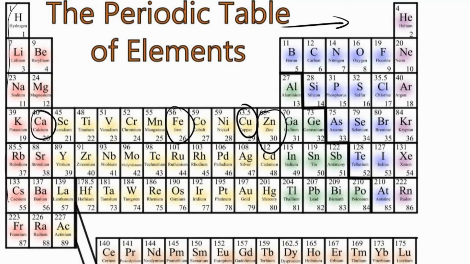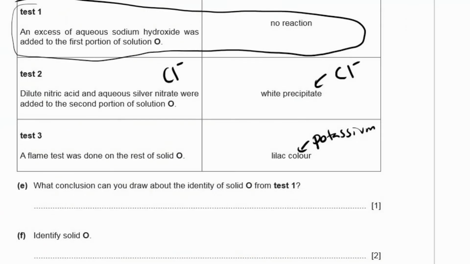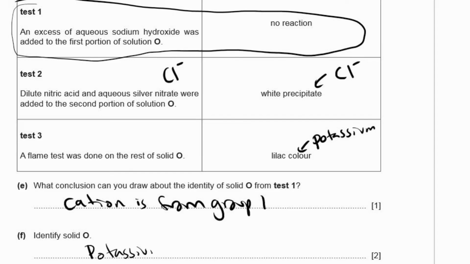So what this indicates is that the cation, and remember cation, C-A-T-I-O-N, is the positive ion. Okay, the cation is in group 1. That's what it indicates. So the cation is from group 1. F, identify solid O. Well, solid O has potassium and the chloride ion, so it's potassium chloride.